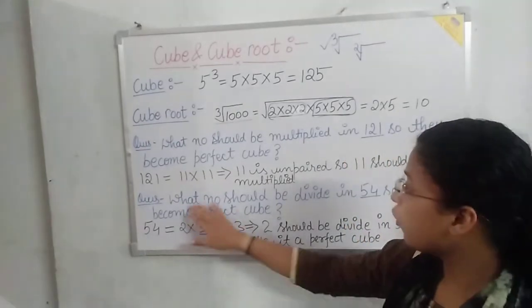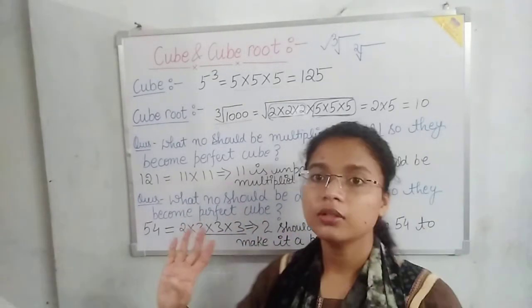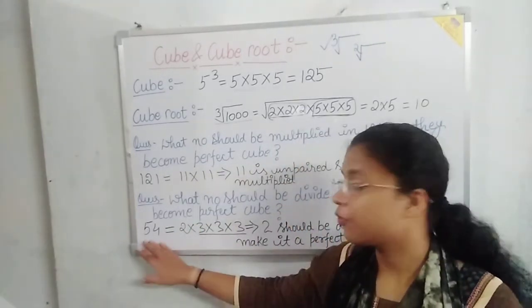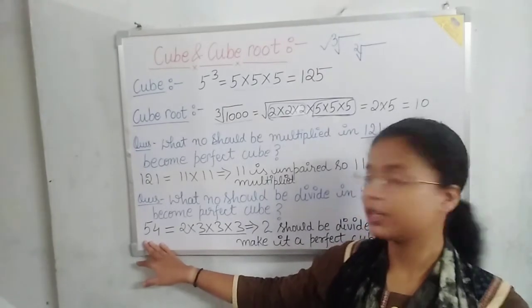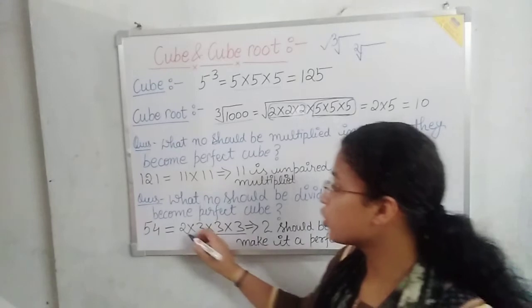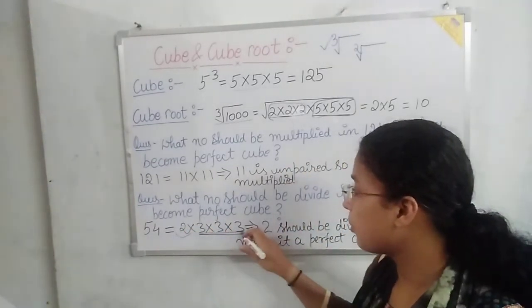Next is, what number should be divided in 54 so that it becomes a perfect cube? In the same way, do the prime factorization of 54. Now start making the pair. Here 2 is not having any pair, so leave it. This 3 into 3 into 3 is making one pair.